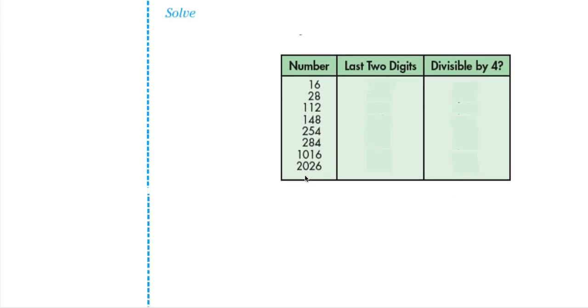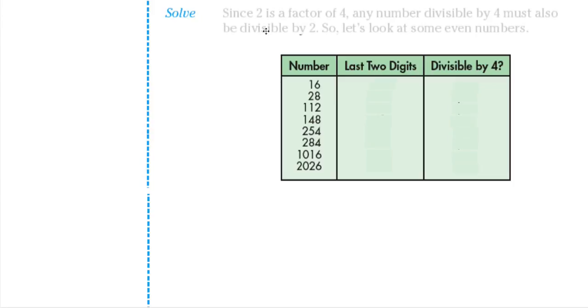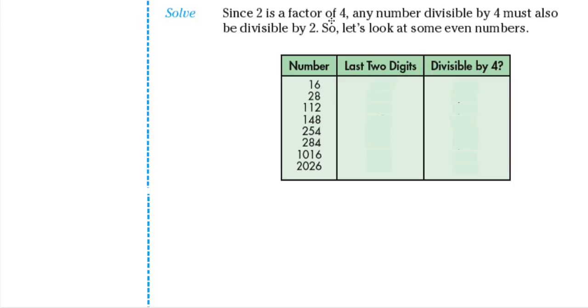And let's take a look at this table. Since 2 is a factor of 4, any number divisible by 4 must also be divisible by 2. I hope that makes sense. Again, since 2 is a factor of 4, any number divisible by 4 must be divisible by 2. So let's look at some even numbers. Okay, and let's look at the last two digits of those even numbers.